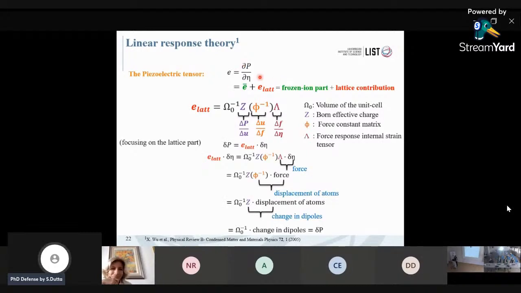Let me explain it in a better way. Let me write this equation like this, and as I said, we are concentrating on the lattice part, so I am substituting the lattice part by this term. If you perform this multiplication, the internal strain tensor times strain gives you force; force times the inverse force constant matrix gives the displacement of atoms; displacement of atoms times effective charge is the change in dipoles in your system; and change in dipoles over volume is the change in polarization. That's how we compute it.